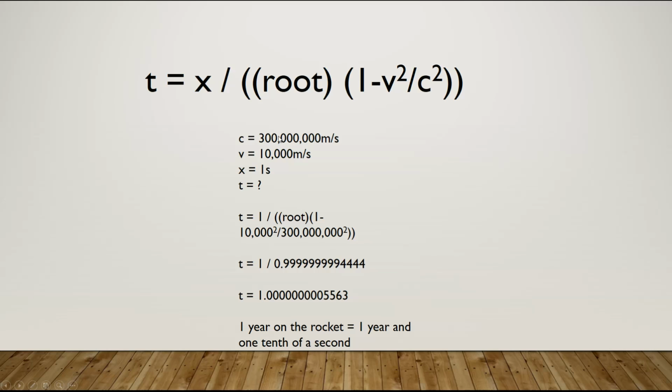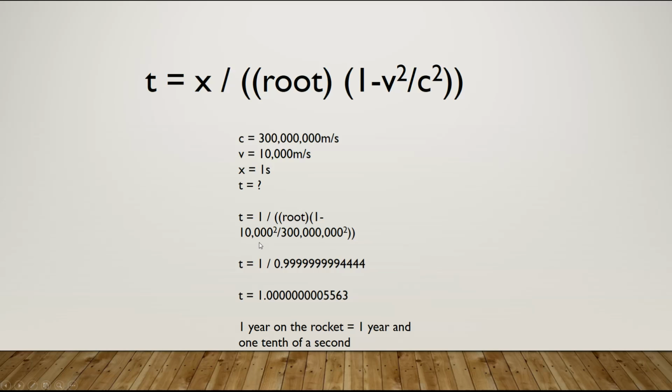So we've got the speed of light, as we said, at 300 million meters per second. The velocity of the ship in the first example is going to be 10,000 meters per second. And we're saying one of these ticks is going to take 1 second. So what is the t? What the person on the ship is going to view as 1 second, what is the amount of time that someone outside the ship is going to view that as taking?